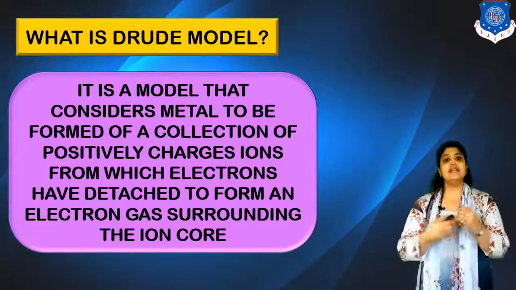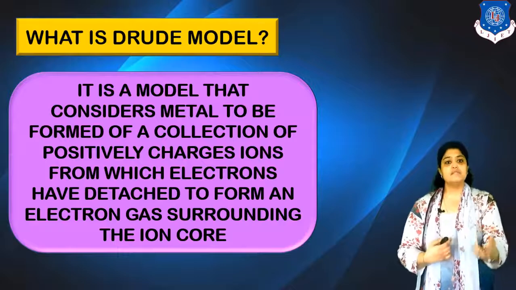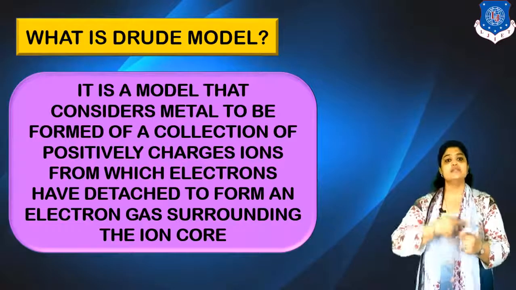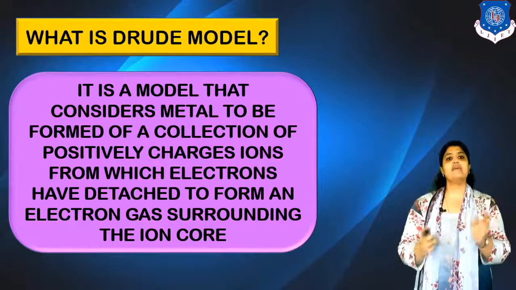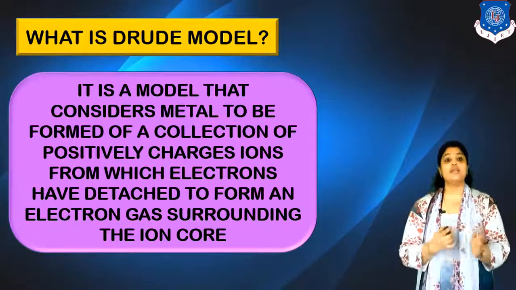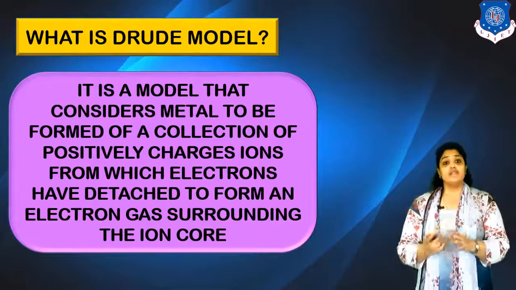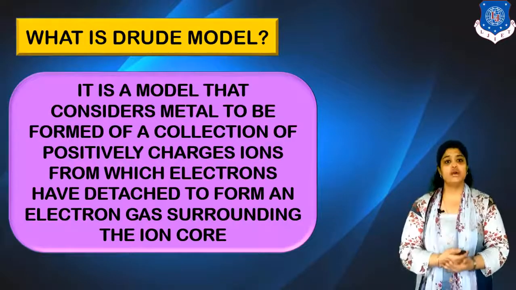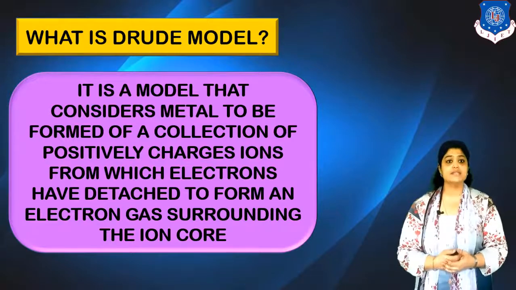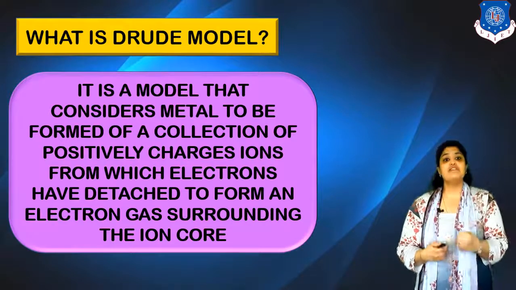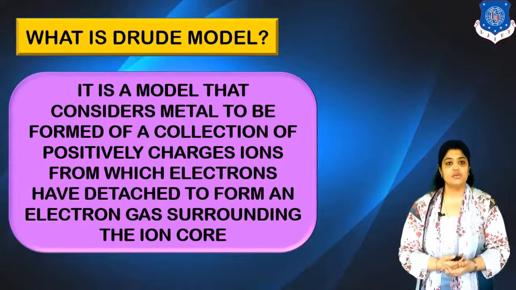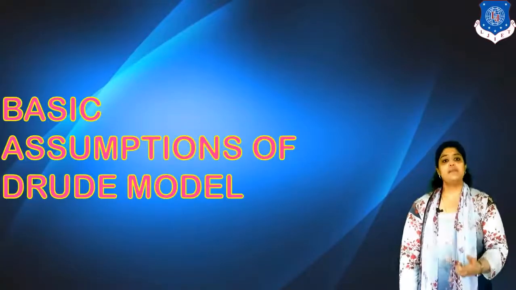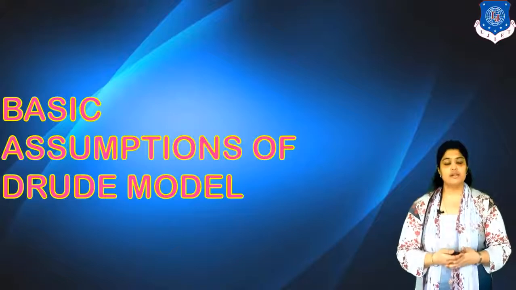Now, because we say that electron has moved from the atom, it behaves like a positive ion, and that is the reason we say that these electrons surround the ion core and they behave like an electron gas or an electron cloud. If you remember, this was the basic assumption on which the Drude model or the free electron theory was based. They assumed that metals have electrons moving like gas molecules. So now let's move ahead and see what were the basic assumptions of this Drude model.